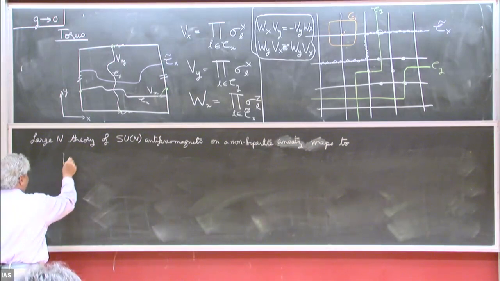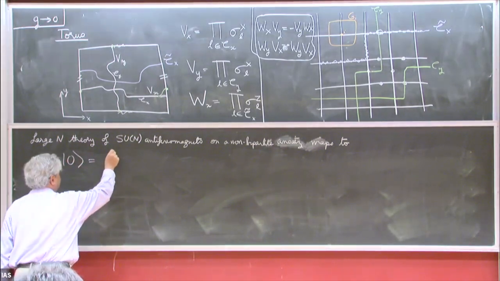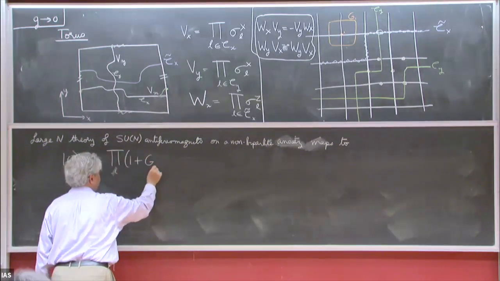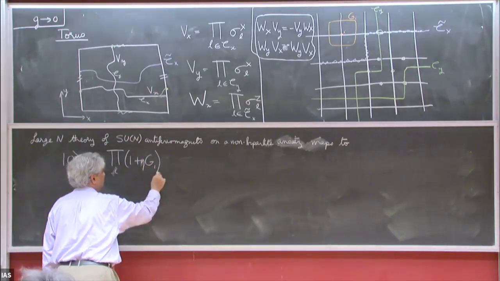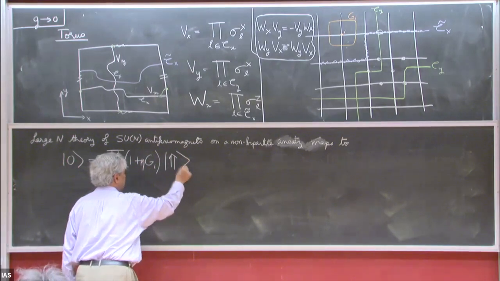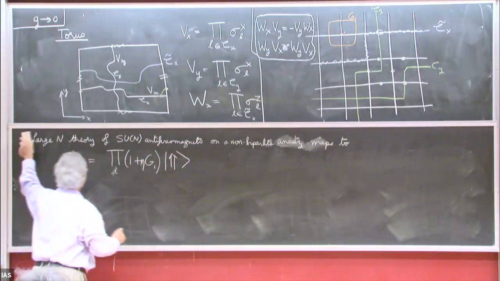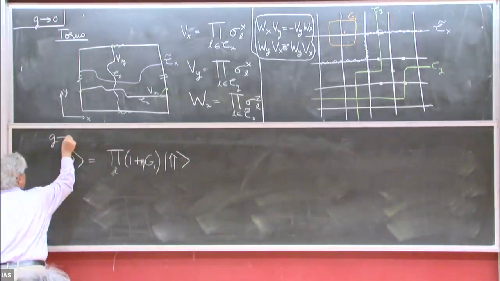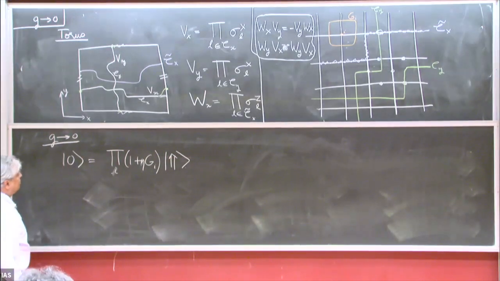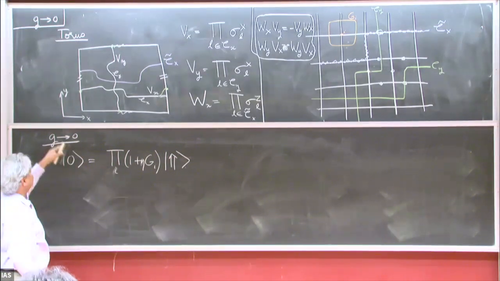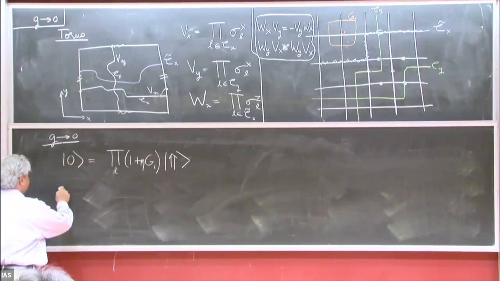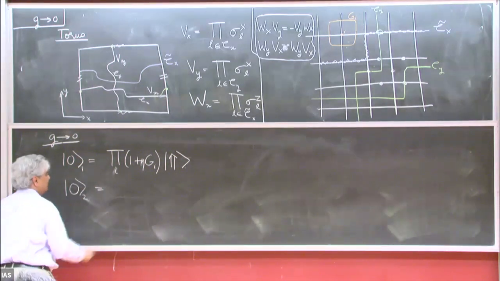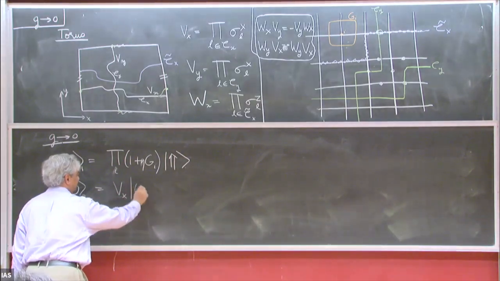So I told you the ground state, I called it |0>, was the product over i of (1 plus g_i), with all spins up, in the limit that g goes to zero. But now I can write down, in this limit, another ground state, which I call |0_2>. This is |0_1>, which is just V_x acting on |0_1>.